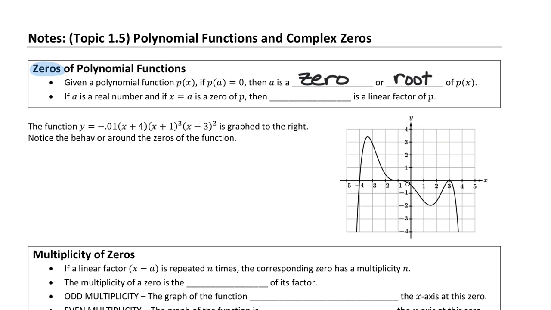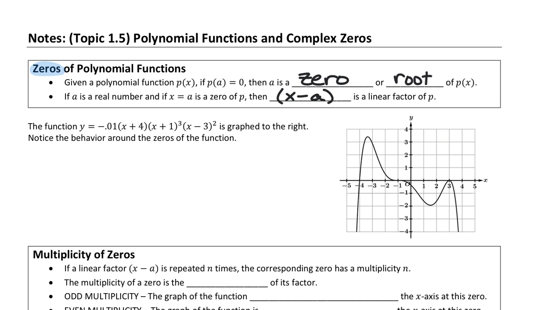If a, which is the number that a zero would be equal to, so if x is equal to a, and it's a zero of p, then we automatically know that the linear factor that creates that part of the polynomial is, in parentheses, x minus a. So we're going to have these factored form polynomials, x plus or minus some number, x plus or minus some number, but whatever that number is, that's in the parentheses, that is coming from the place where the graph crosses the x-axis.